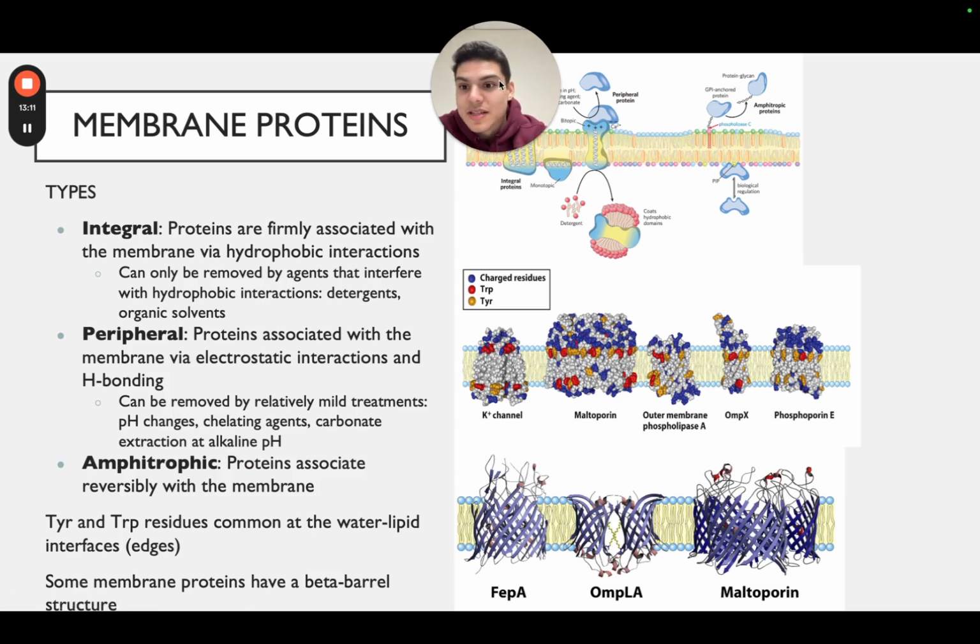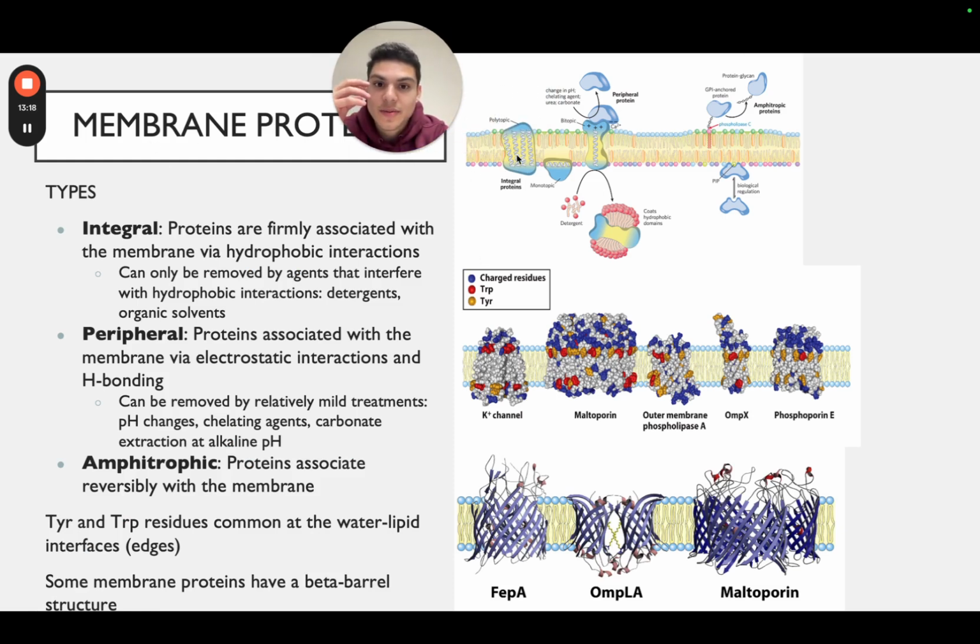And then membrane proteins: there's integral, peripheral, and amphitropic. Integral proteins are firmly associated, as in this right here, where they basically span both the inner and outer leaflet, if we're trying to be specific. And then the peripheral ones are typically only in one leaflet itself. And they're usually associated with the membrane via electrostatic interactions and hydrogen bonding, whereas integral proteins are associated with the membrane via hydrophobic interactions, which are much stronger. And then amphitropic proteins are associated reversibly with the membrane.